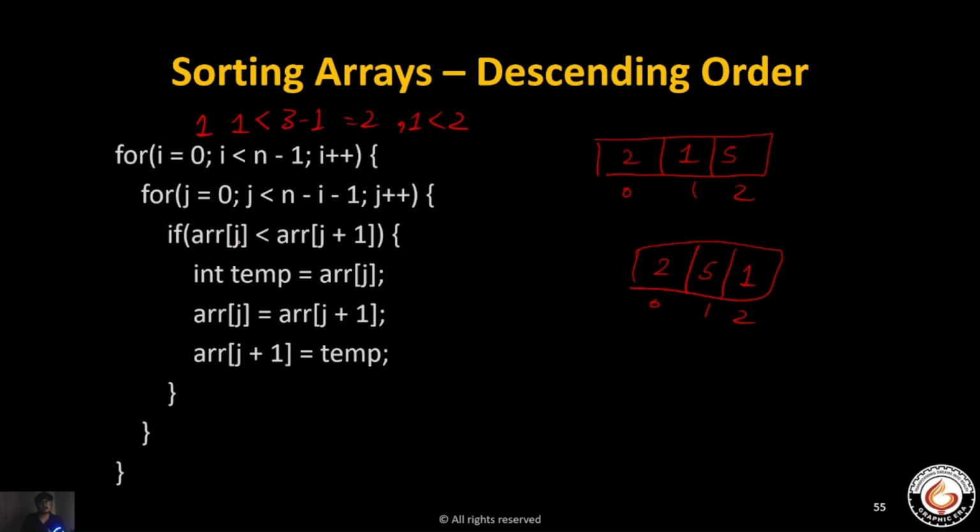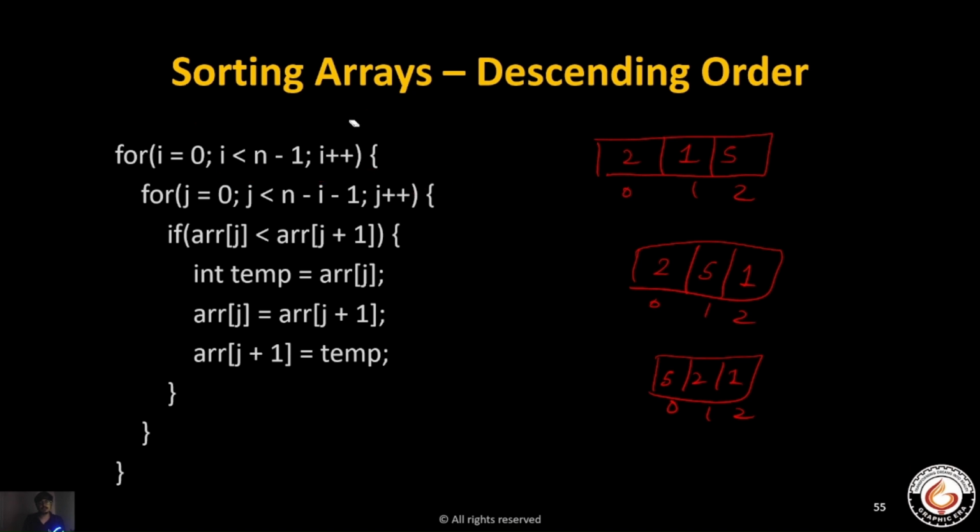Now is arr[0] smaller than this? Is 2 smaller than 5? Yes, that's correct. So we will just swap them. Now it will look like 5 2 1. Okay, now we will go out of this loop. After that the value of j will be 1. Now we will check whether 1 is smaller than 3 minus 1 minus 1. Is 1 smaller than 1? No, that's not correct. So we will go out of this loop to the i loop.